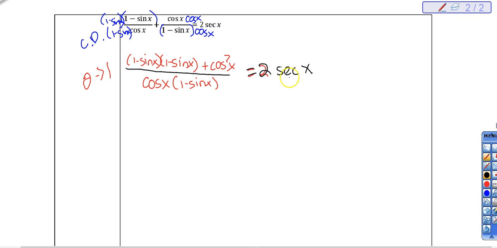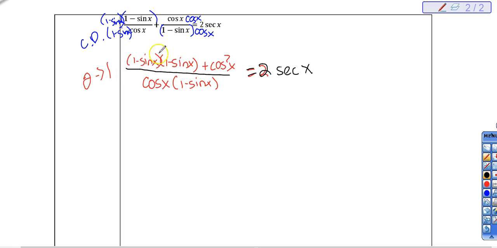And that equals 2 secant x. Okay, so listen, I'm already thinking, I see a 1 minus sine x in my numerator and a 1 minus sine x in my denominator. This has a 1 minus sine x, but does this one have a 1 minus sine x? It does, but it's hard to see. So I'm just going to keep simplifying my numerator.